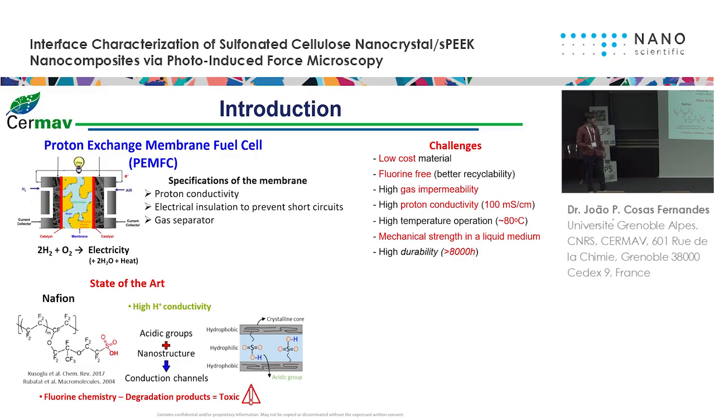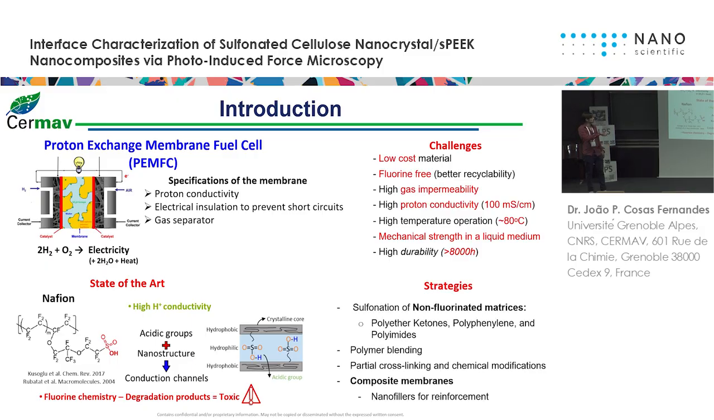In terms of strategies to do so, we can sulfonate non-fluorinated matrices, mainly polyether ketones, polyamides, blends of these different kinds, partial cross-linking, some chemical modifications, but also composite membranes, trying to use nanofillers for reinforcement and other properties to actually improve this kind of non-fluorinated materials.